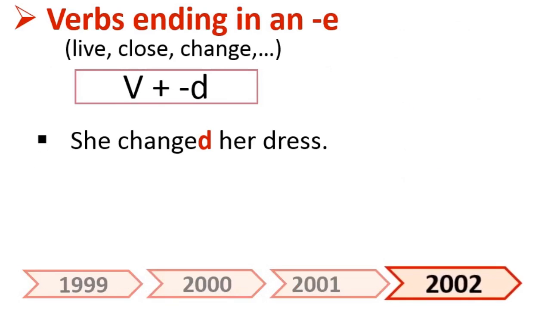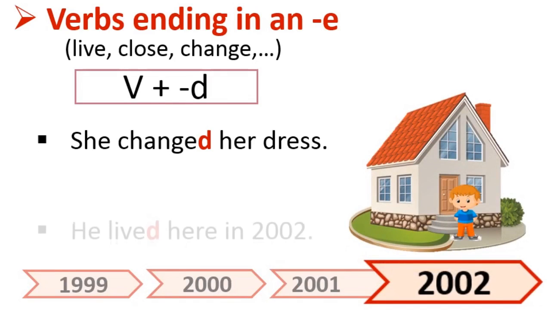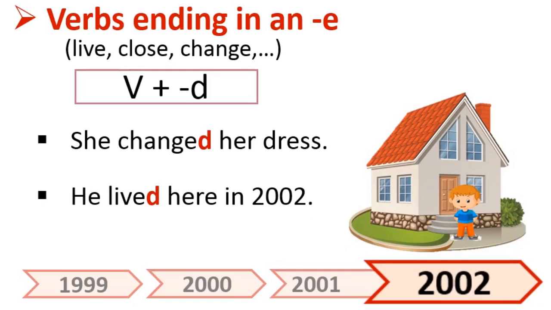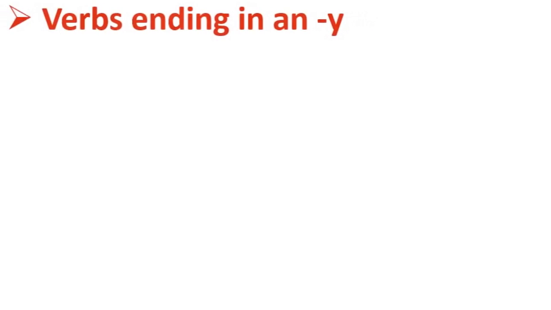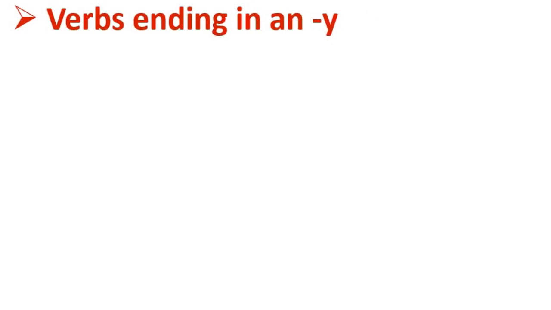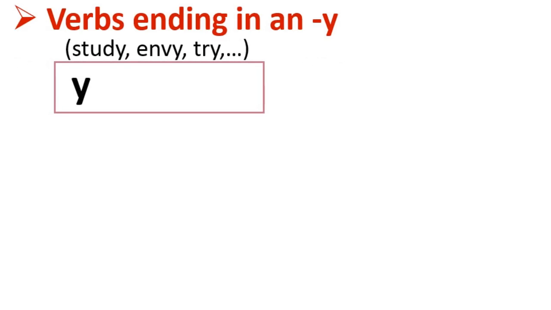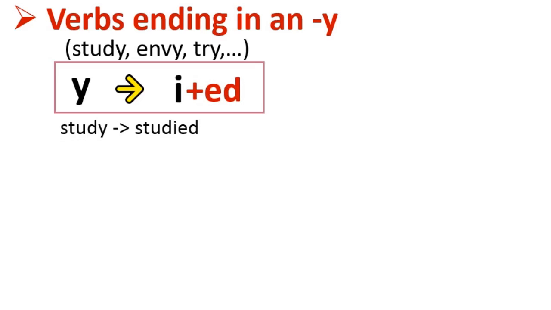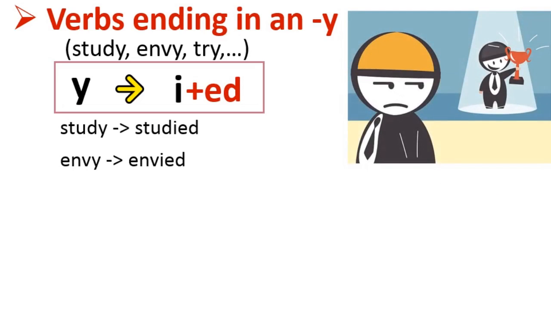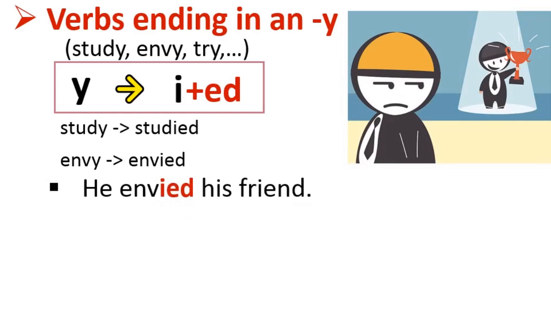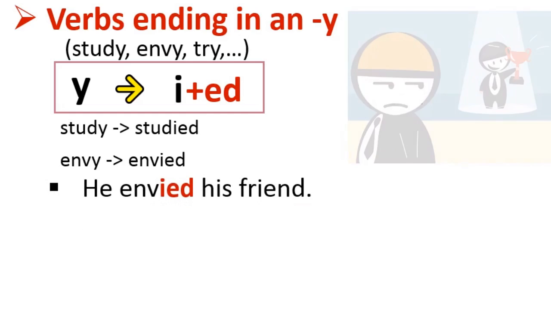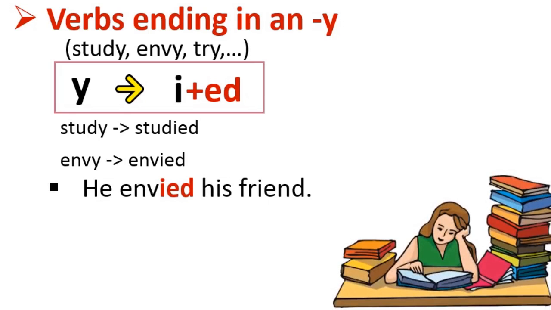Let's take a look at another example. He lived here in 2002. Moreover, for verbs ending in y, especially when preceded by a consonant, such as envy and study, the y changes into an i and we add ed at the end. For example, study becomes studied. Envy becomes envied. Now let's take a look at the picture and sentences. He envied his friends. She studied a lot.